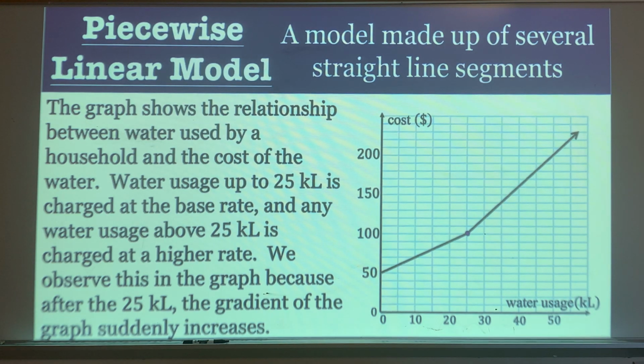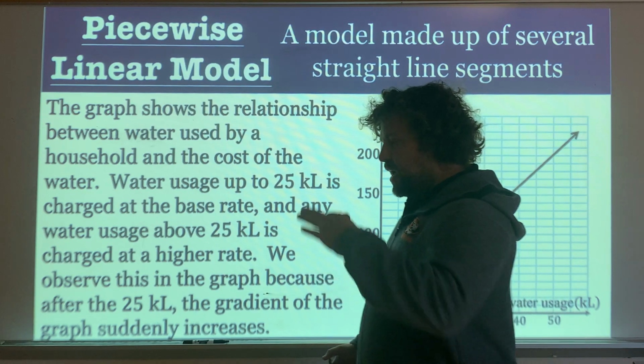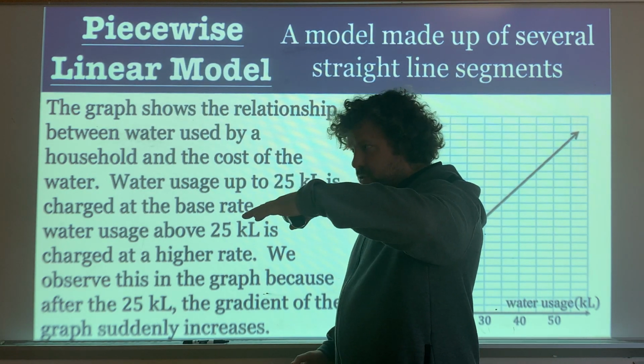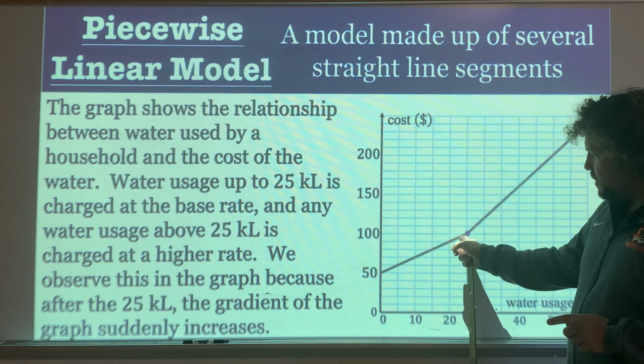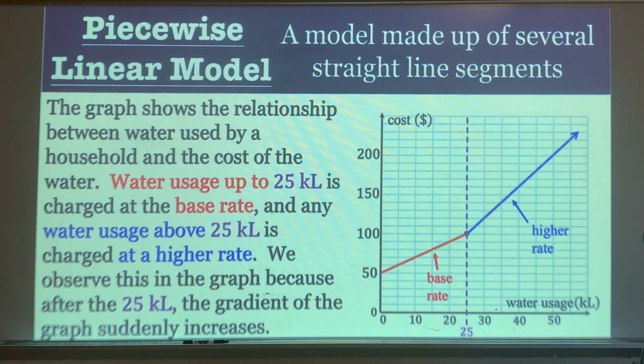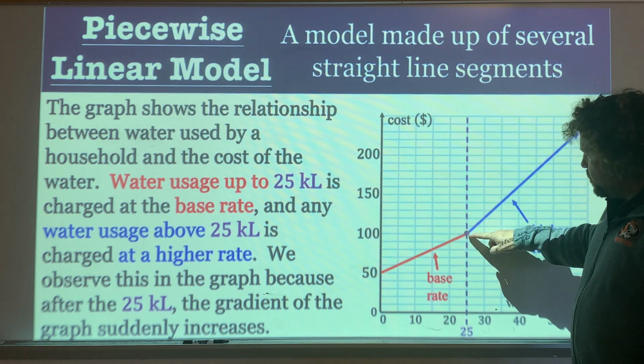Now the gradient suddenly increases because the more water you use, the more you spend. After you use a certain amount, you hit that threshold, they're going to charge you more money per liter. Now, to see this a little better, you can break this into two pieces. The first piece is your base rate. That's from 0 to 25 kiloliters.